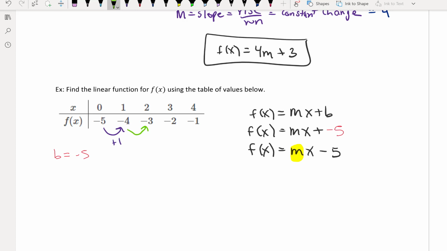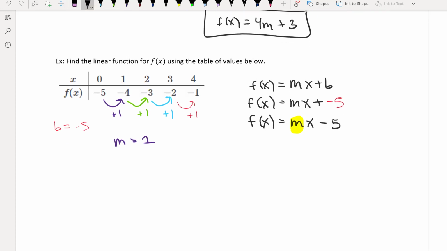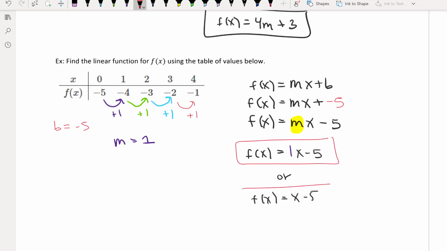From -4 to -3, you add 1. So hopefully you're starting to see the pattern here, that your y values have a constant change, your m is going to be +1. So now you have that f of x is equal to 1x minus 5. Or you can write it as f of x is equal to x minus 5. Both of those represent the same thing. Some students like that coefficient of 1, and some students don't like that coefficient of 1. And either way is correct, okay? Cool.